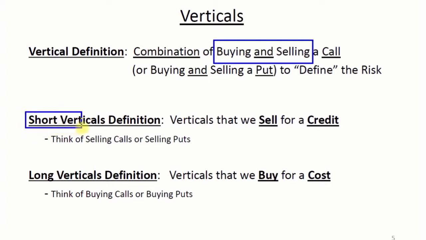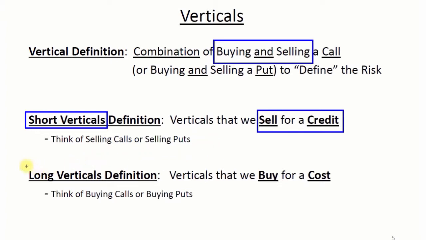There are short verticals, which means we sell them for a credit. Remember our terminology, short equals credit. So we sell these verticals for a credit, and this is similar to, just like before, selling calls or selling puts. Just think of the exact same thing, except in this case you'll see we actually can define our loss. But it's no different than just selling what they call naked options, just the calls and puts with the undefined risk.